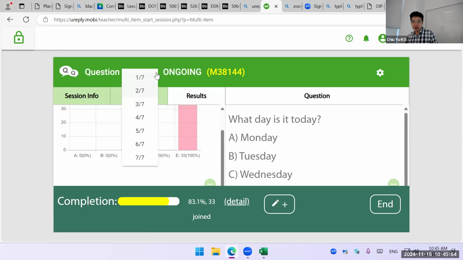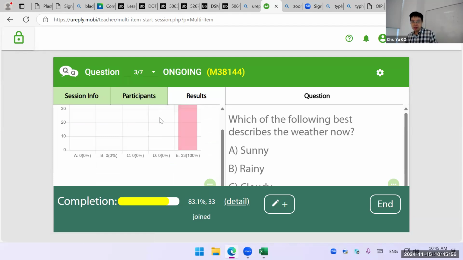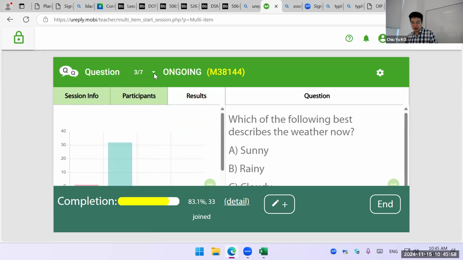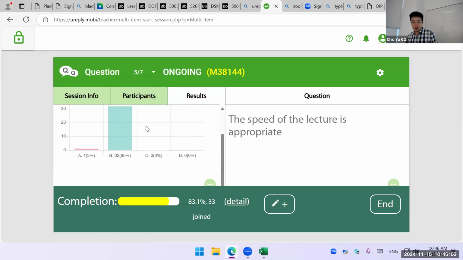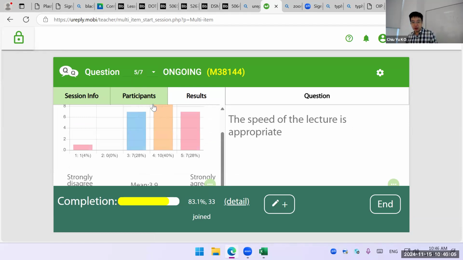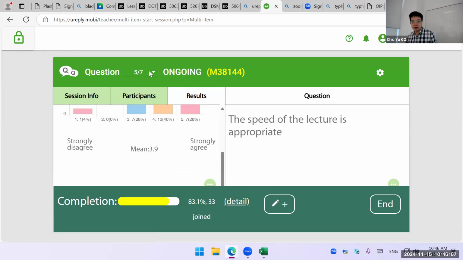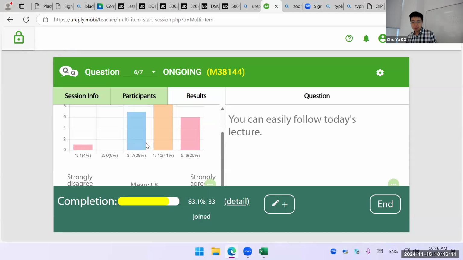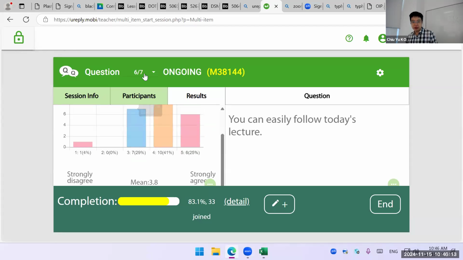Yeah, if you want, it's Friday, that's good. The weather today, oh, it's rainy, yes, that's great. The speed, is it okay? So far, okay, the mean is 3.9, so it's good. It's 3.8, so it's a good number.